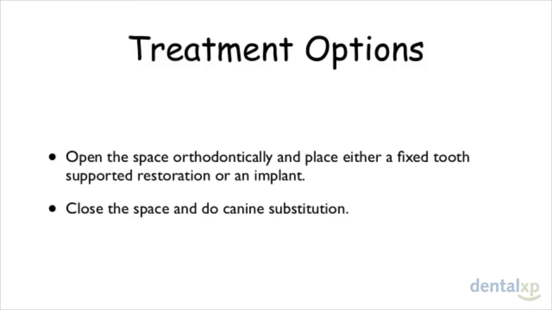The two classical options that have been profoundly studied and discussed in the literature in the last years, which are Option A, open the spaces orthodontically and place either a fixed tooth supported restoration or an implant, or Option B, close the space orthodontically and do the canine substitution. Remember, our responsibility as a dental health care provider is to study the case and offer the patient the best option according to her or his dental and life situation.